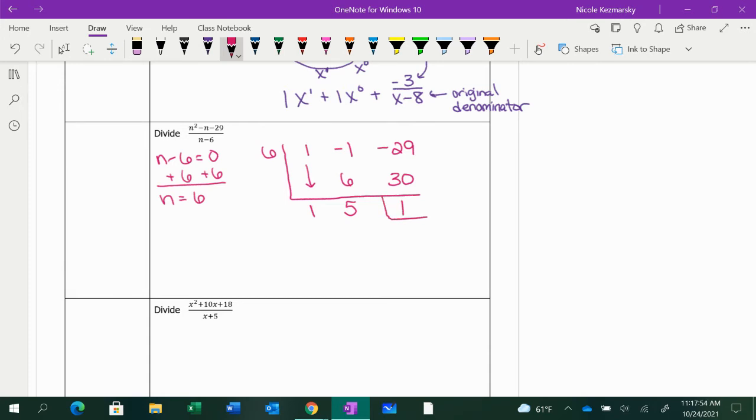That 1 is my denominator. Or I'm sorry, not my denominator, my remainder. The 5 is my constant, so we're going to say no x, or x to the 0. And then the 1 is just my x. So this is going to be 1x plus 5 plus 1 over the original denominator. Now I've made one small mistake because I don't want to use x's for this problem, because this problem used n's.